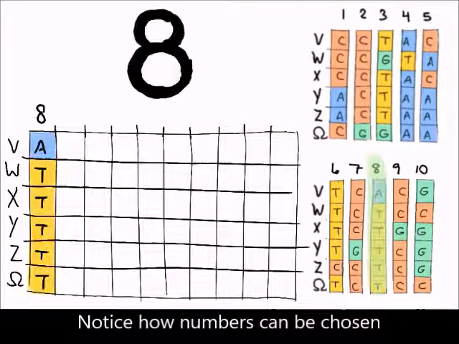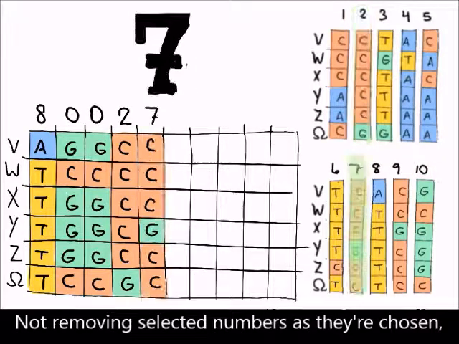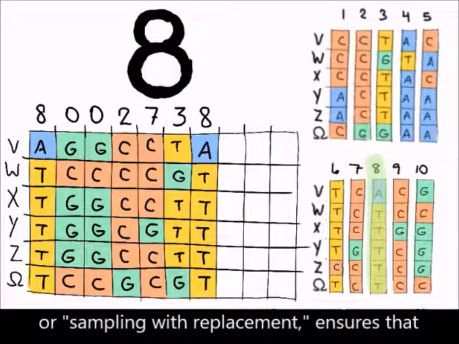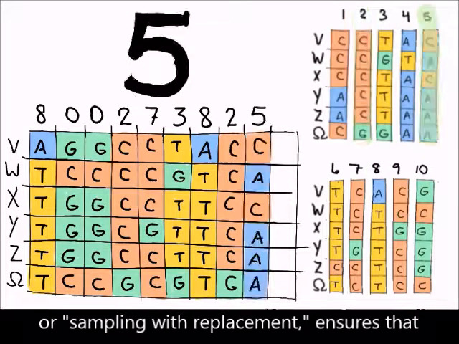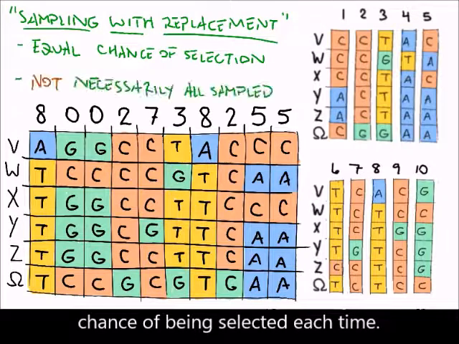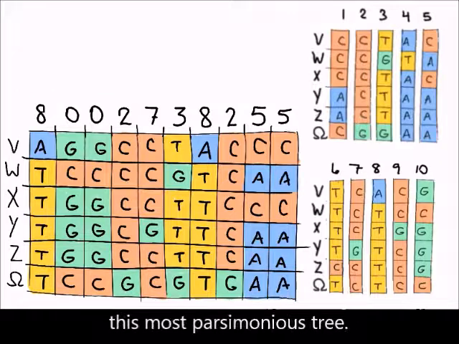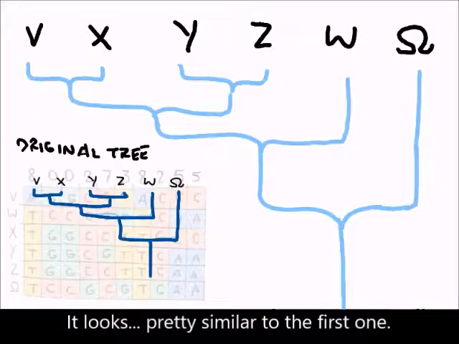Notice how numbers can be chosen multiple times, or not at all. Not removing selected numbers as they're chosen, or sampling with replacement, ensures that each character has the same 1 in 10 chance of being selected each time. This particular matrix gives us this most parsimonious tree. It looks pretty similar to the first one.